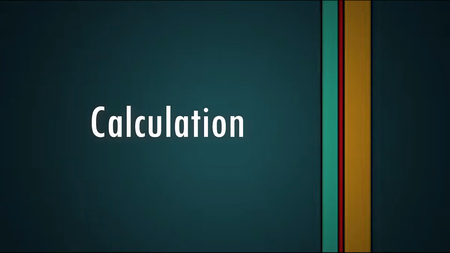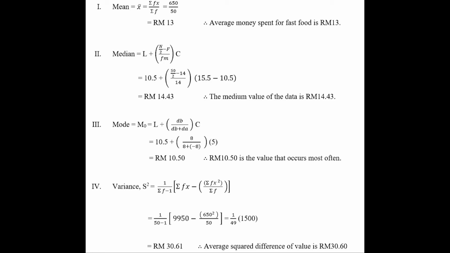Okay, in the next part, I will explain how to calculate the mean, median, mode, variance and standard deviation. To calculate the mean, we can use the formula sigma fx over sigma f. Sigma fx is 650, sigma f is 50. So we divide them and we get the answer RM13.